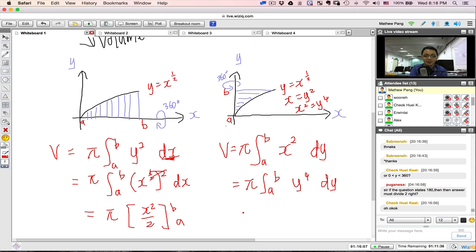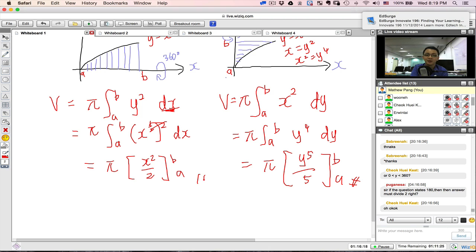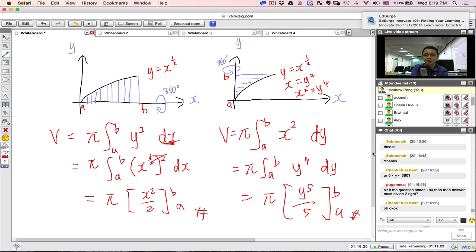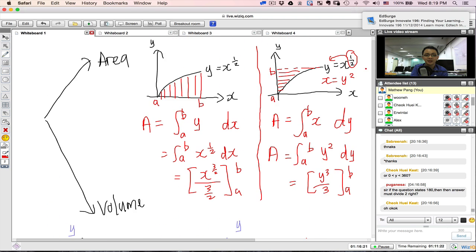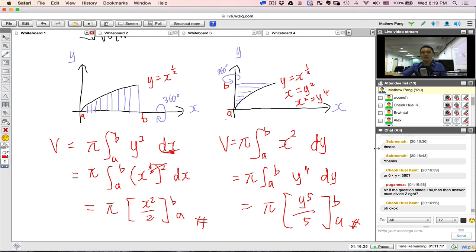Then only I start to do the integration. Pi I leave outside. This one is y power 5 over 5. This is BA. Done. Alright, this is how we do the volume and how we do the area. You just see whether the question asked is about rotating the shaded region about the y-axis or the x-axis.